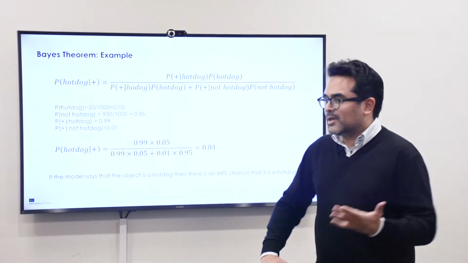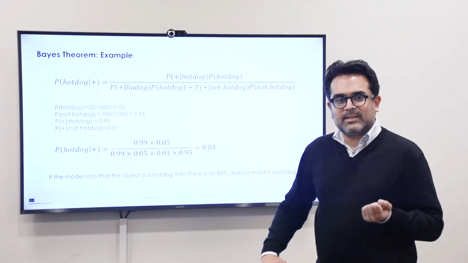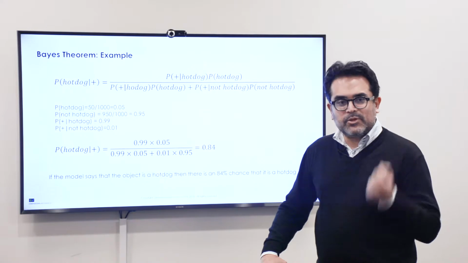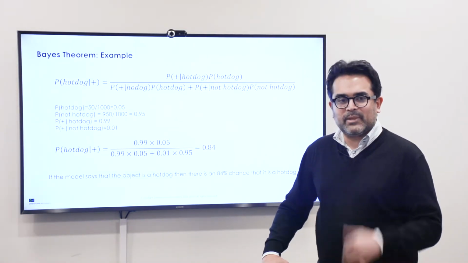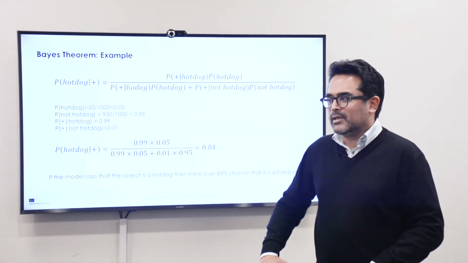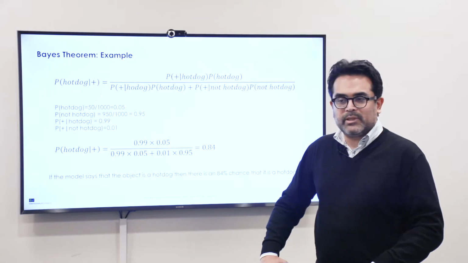So if you really want an effective hot dog detection system, it has to have a super high probability of being accurate. It has to have really high accuracy. Otherwise, in the general population, it won't work.